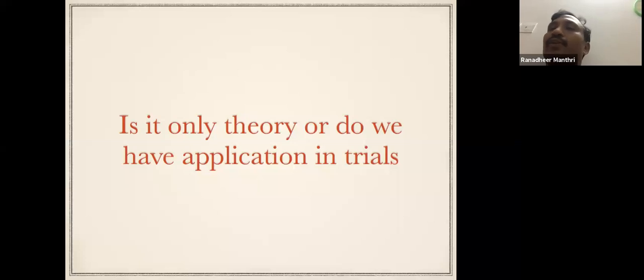Is it only theory, or do we have application in trials? Because what all I was speaking, people feel it is only theory. What are we really doing with it? Next slide, please.